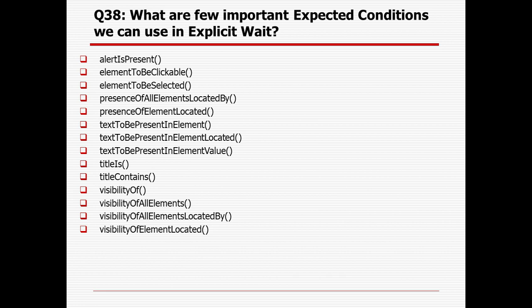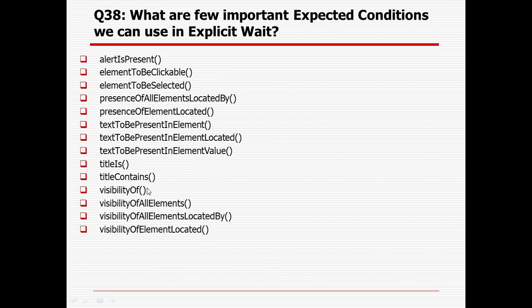It will click on the operation, it will perform the operation. Text to be present in all element located. Text to be present in element value. Title is, suppose in case we want to click for the title, check for the title, so as and when title is verified, it will perform the operation.